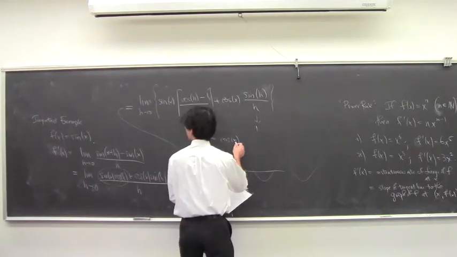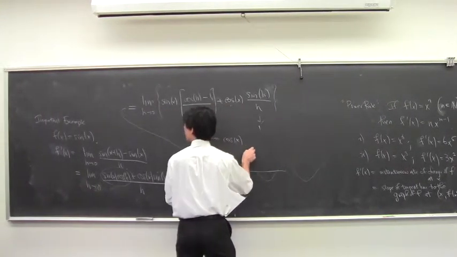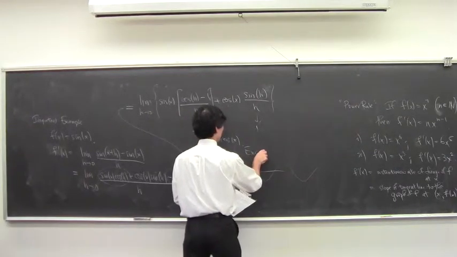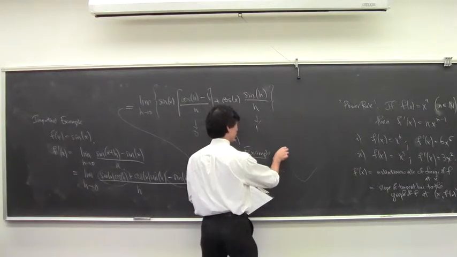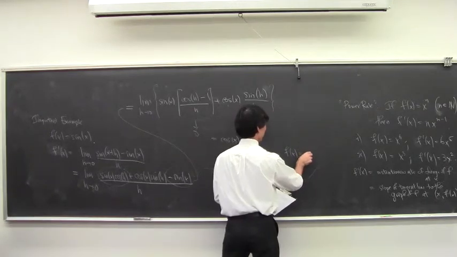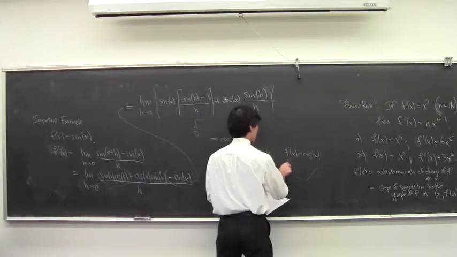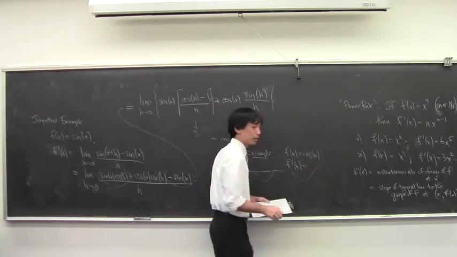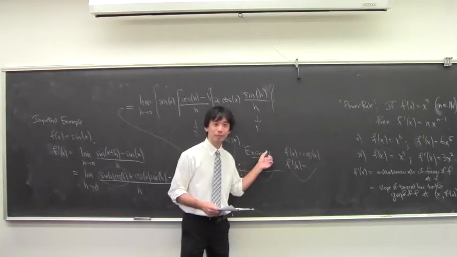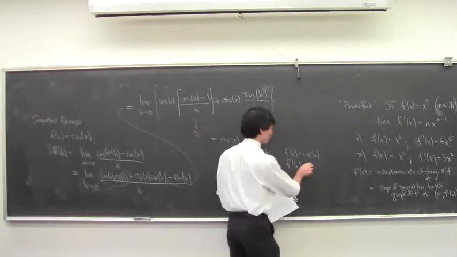Another example, one that we're not going to do, is what happens to the cosine. It turns out if you take the derivative of the cosine and work it out, you get negative the sine.